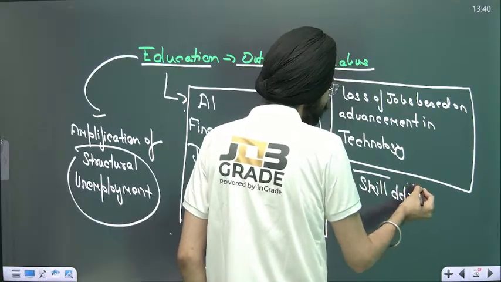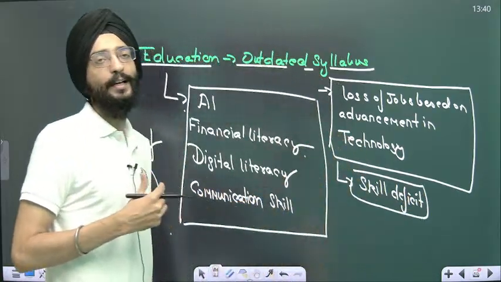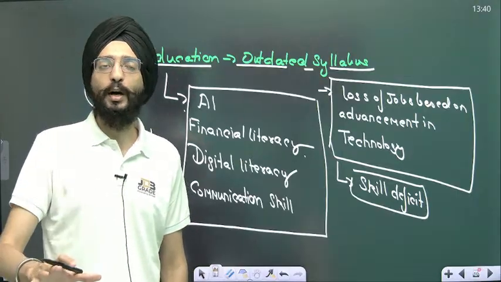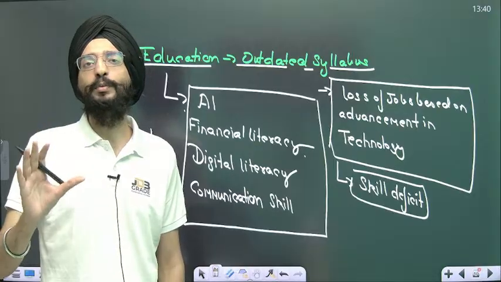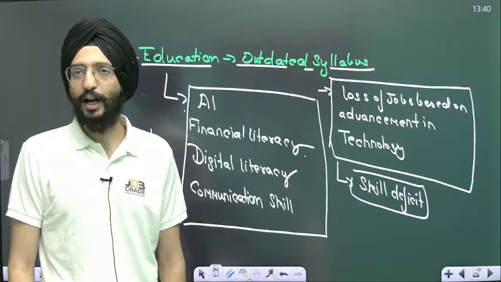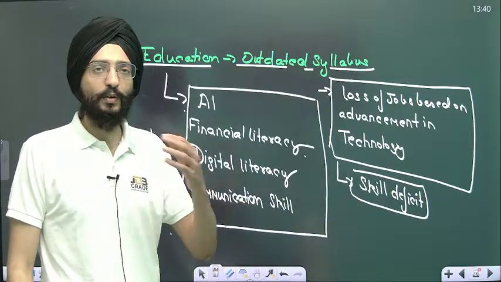And why has there been a skill deficit? Because the education is not updated. It's outdated. So there are jobs in the market, but there is no one who can perform these jobs with perfection or efficiency. Why? Because there has been advancement of technologies out there.